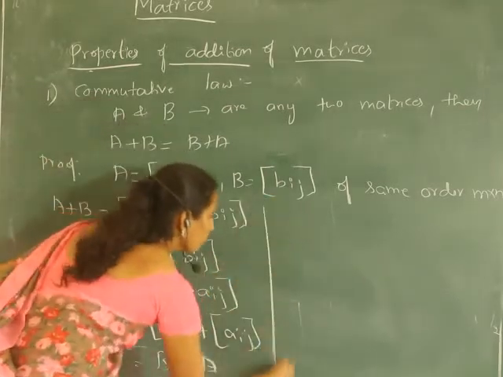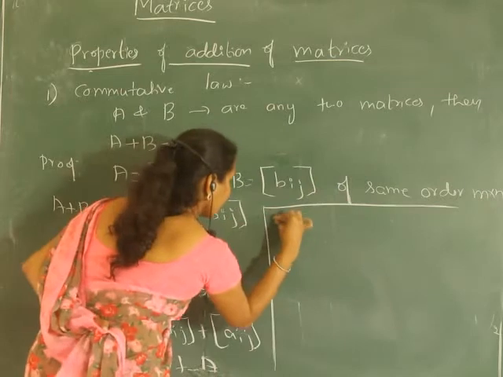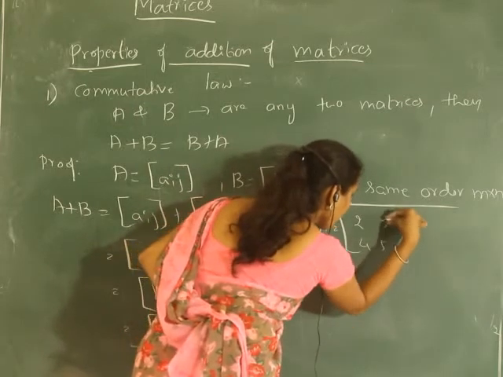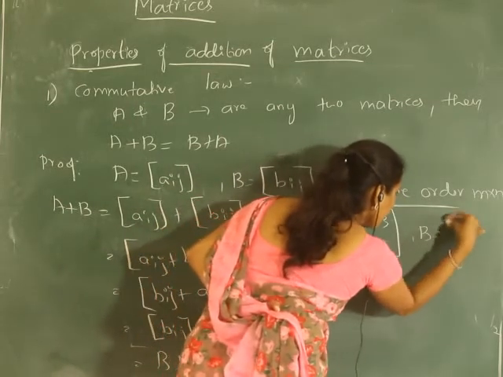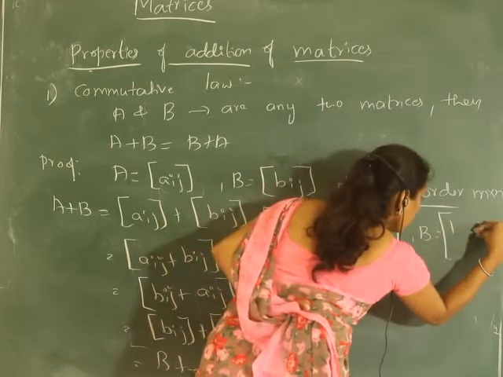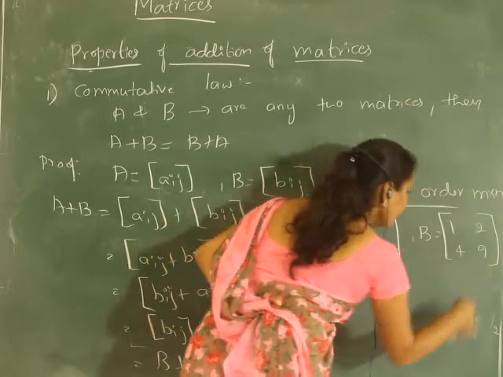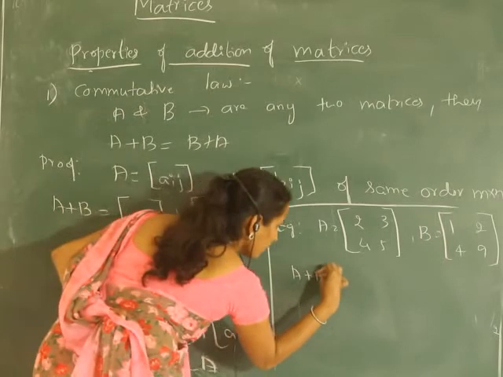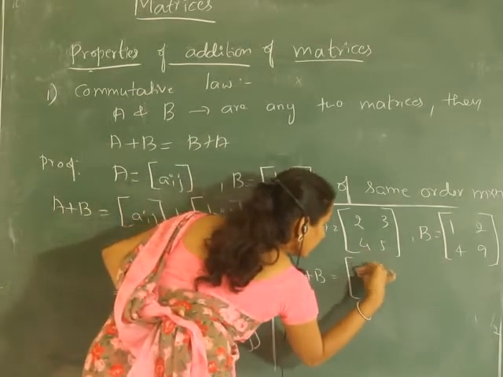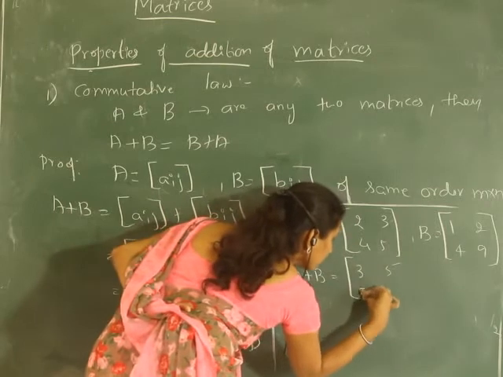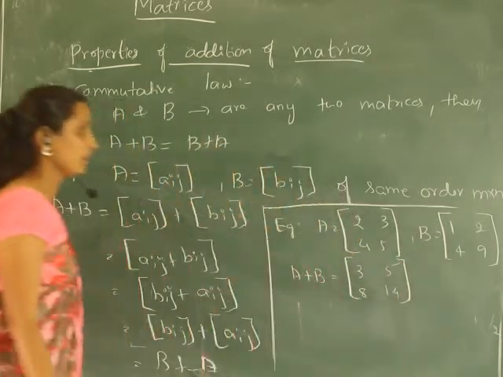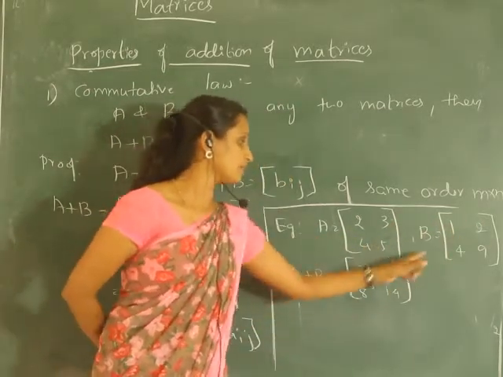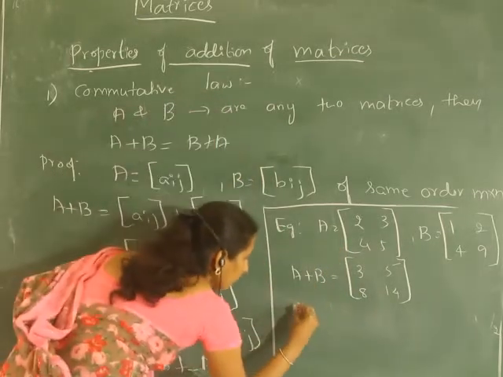We can also prove it by taking an example. If I take A is equal to 2, 3, 4, 5 and B is equal to 1, 2, 4, 9, these two are matrices of the same order, then A plus B will be 3, 5, 8, 14: 2 plus 1 is 3, 3 plus 2 is 5, 4 plus 4 is 8, 5 plus 9 is 14.